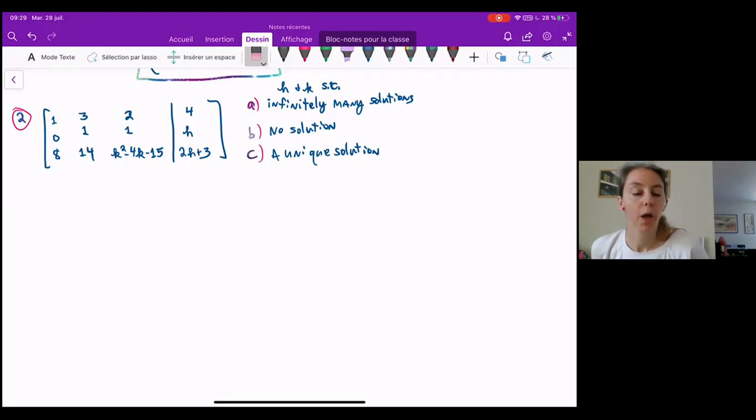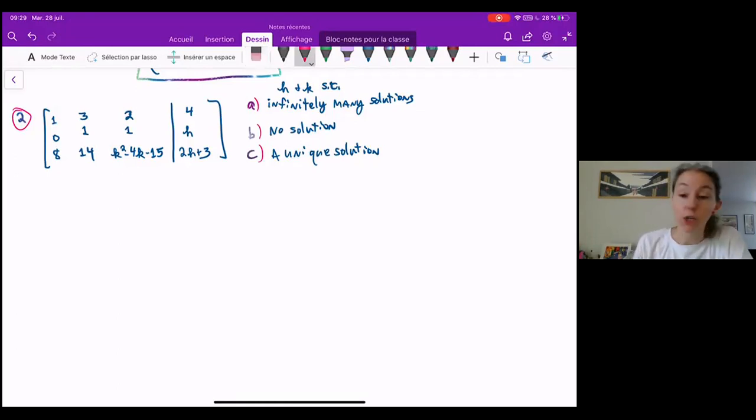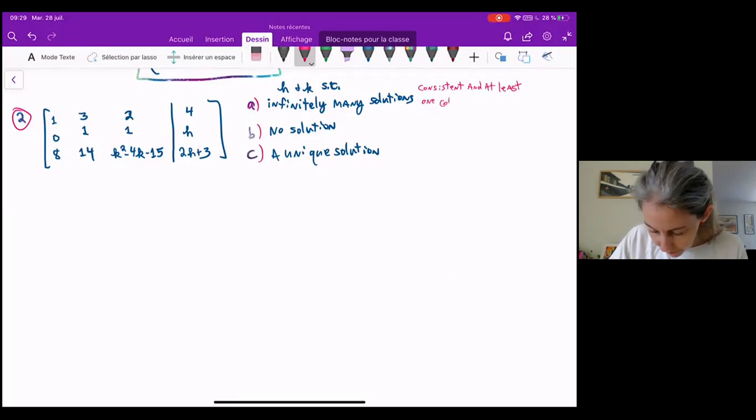Okay, so you need to show your work. You need to explain things. Now, a great way to start explaining things, though it's not going to be fully explained, would be just right over here, write what each of these things mean. This means consistent. So consistent means no contradiction, and at least one column without a pivot.